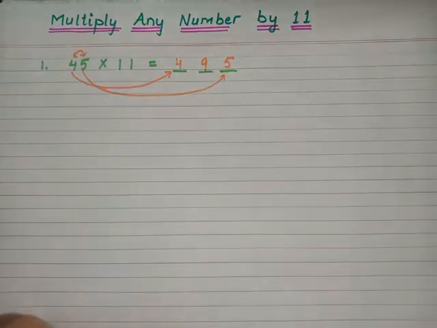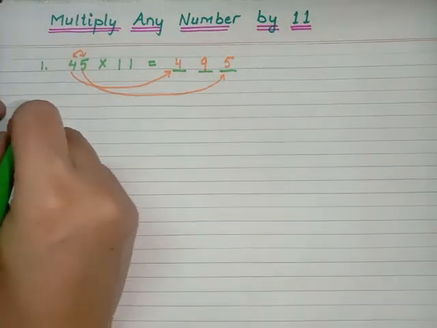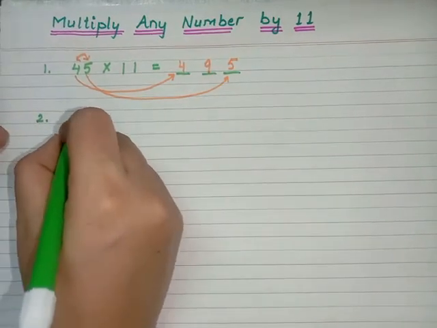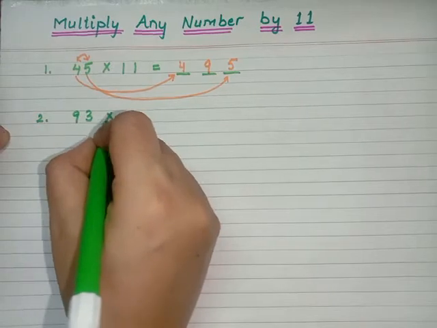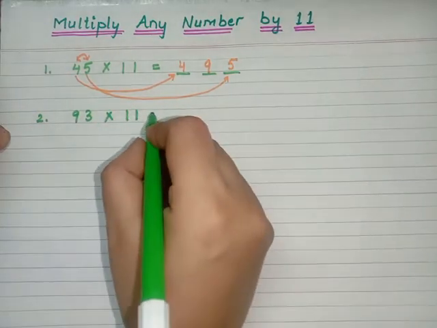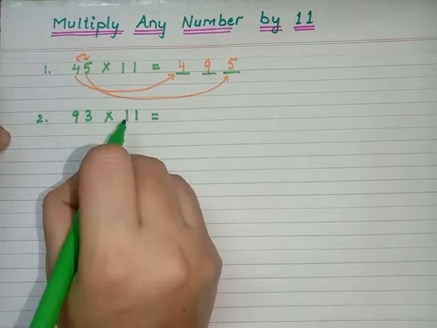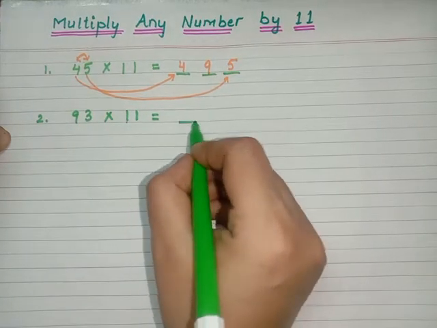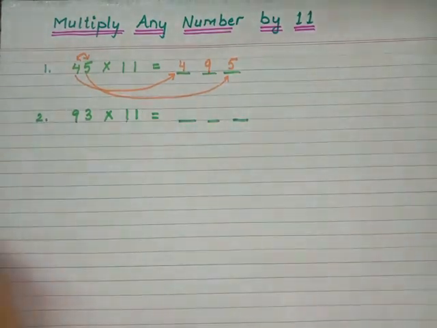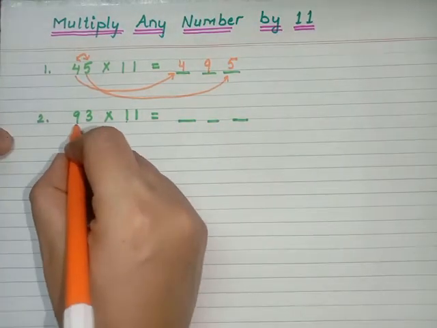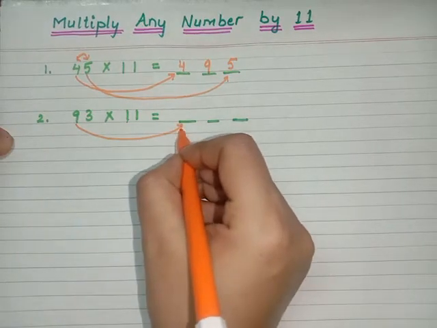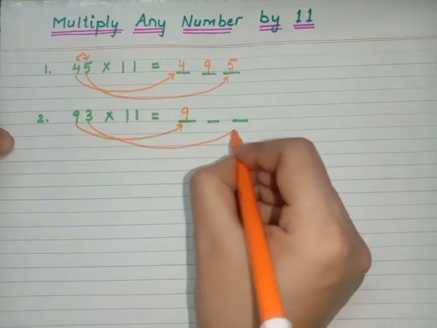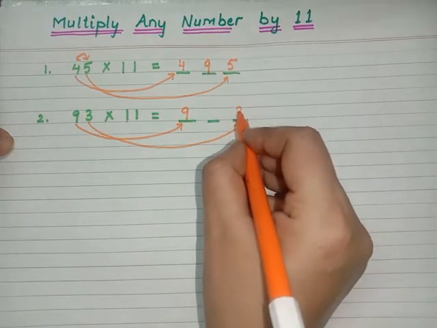It's that easy, right? So the next example we are going to have is, suppose we are having a number 93 and we have to multiply that number by 11. Now again you have to count the number of digits. It's 1 2 3 4. I will be roughly having 3 spaces over here. So what the next step you have to do is just write the first digit in the first place, and write the second digit on the last place, that is 3.